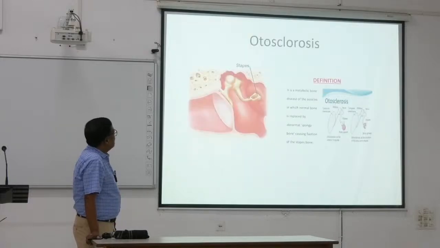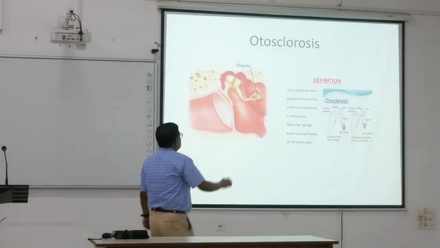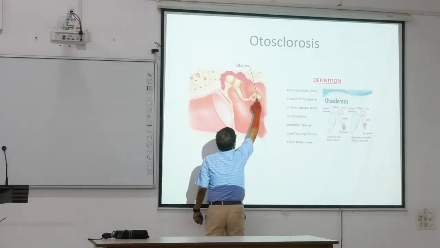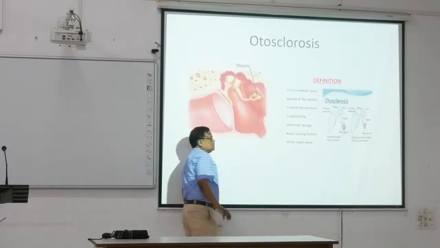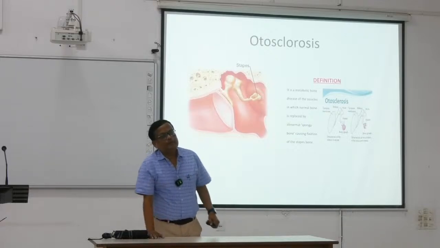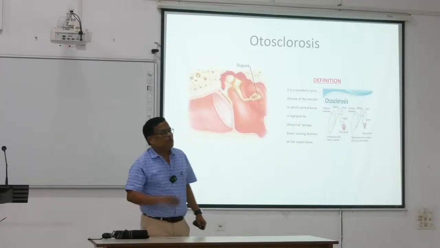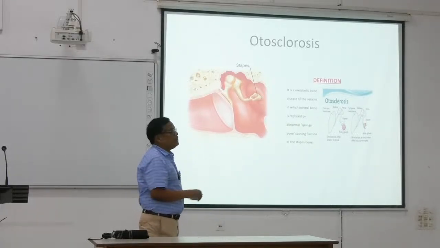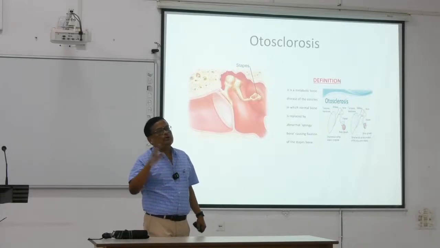What is otosclerosis? In otosclerosis, sometimes bone closes the oval window. Sometimes the footplate of the stapes is replaced by a modified type of bone, in some disease or some genetic condition. It is modified by a special type of spongy bone, so that it is totally anchored to the oval window.